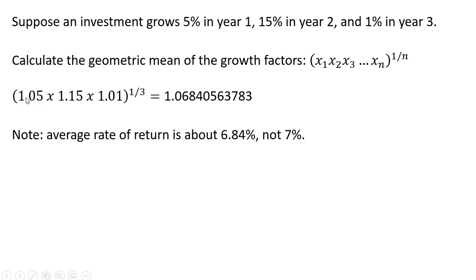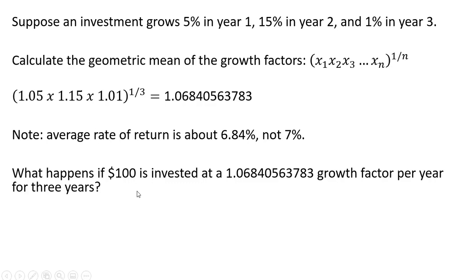So in our case, we have our three growth factors, 1.05 times 1.15 times 1.01, dealing with three observations. It's going to all be raised to the 1/3 power, and we get the following result. So note on average here, the average rate of return is about 6.84%, not 7% that we found using the arithmetic mean. So what happens if $100 is invested at this growth factor per year for 3 years based on the geometric mean? It equals our original answer.